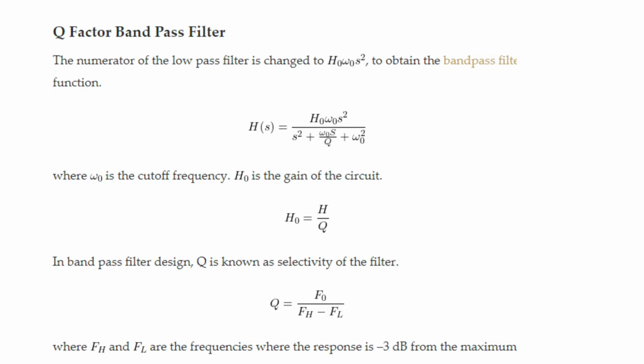And Q factor of a band pass filter. The numerator of the low pass filter is changed to H naught omega naught S to obtain the band pass filter function. So H naught is here as H by Q, and in the band pass filter design Q is known as the selectivity of the filter. So Q equal to F naught divided by FH minus FL. FH and FL are the frequencies where the response is minus 3 dB from the maximum.